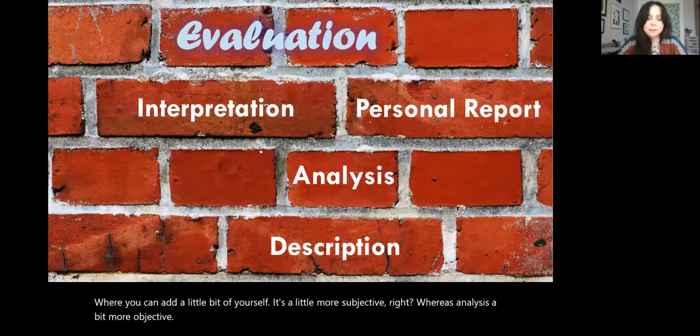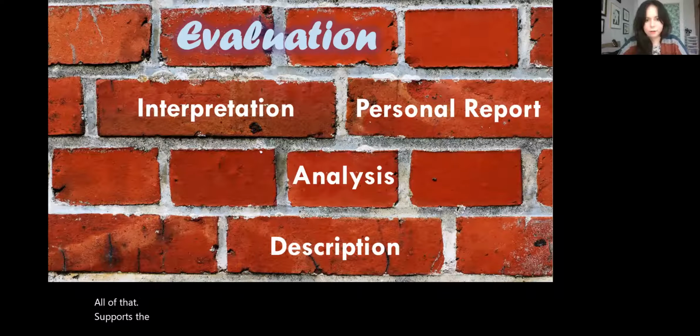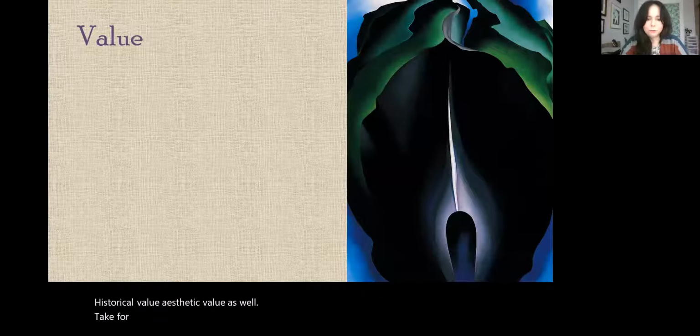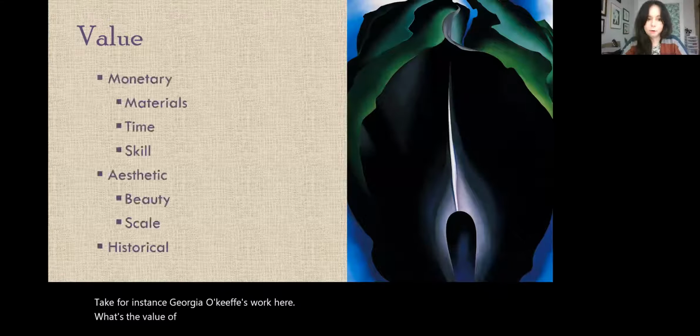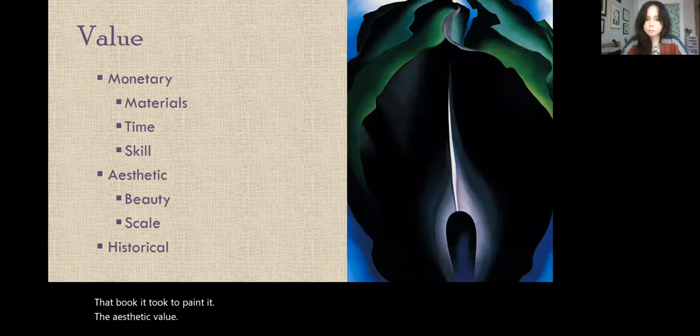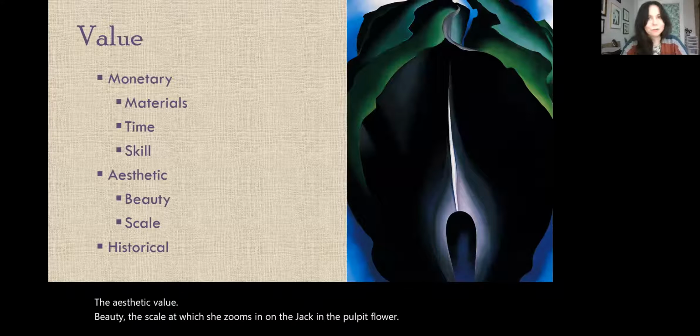All of that supports the idea of evaluation, not necessarily in monetary value, but in historical value, aesthetic value as well. Take, for instance, Georgia O'Keeffe's work here. What's the value of it? I mean, monetary, the materials, the time, the skill that O'Keeffe took to paint it, the aesthetic value, beauty, the scale at which she zooms in on the Jack in the Pulpit flower, but also historical value.